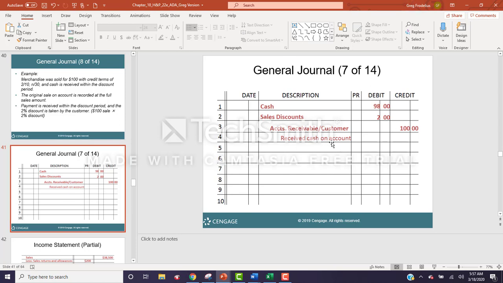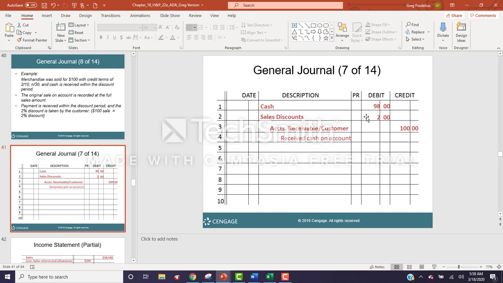So they paid the item for cash within the amount of time. So we received the cash of $98, even though they owed us $100. We received cash of $98, and we turned around and we did a debit for sales discounts because they paid within that 10-day, 20-day period, whatever the discount date was. They paid within that time frame.